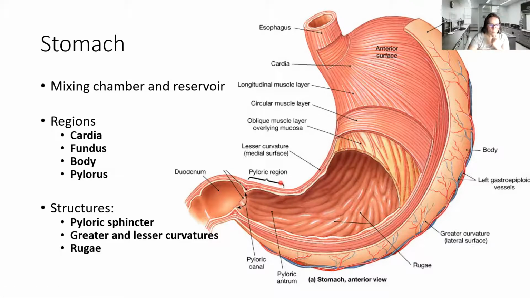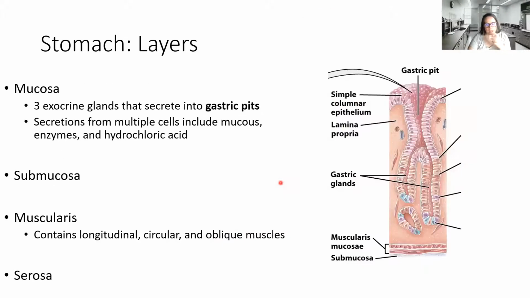Okay, and we'll be able to see that more in kitty. Now, the stomach obviously has all 4 layers.